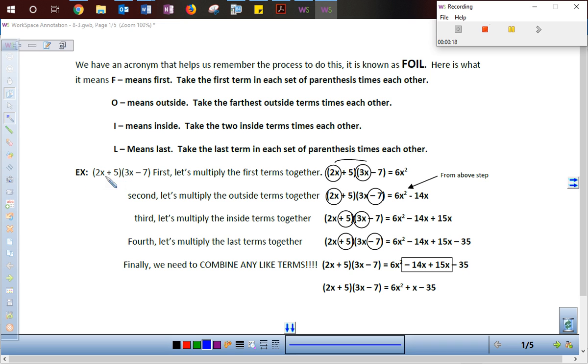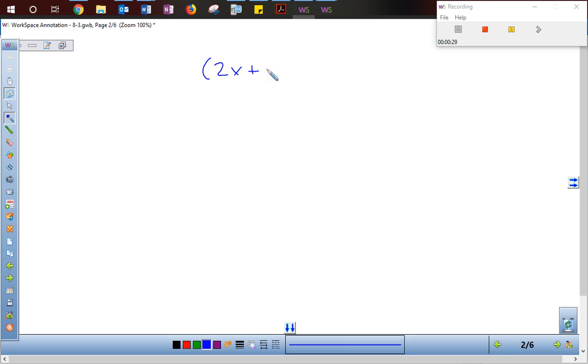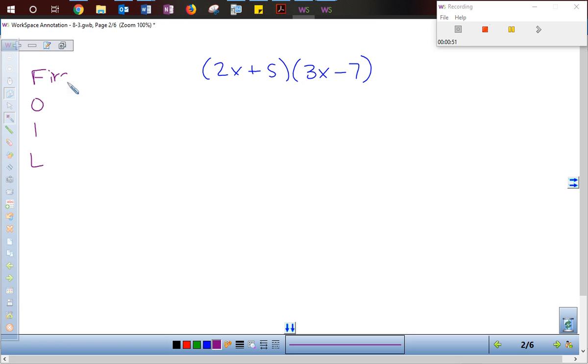Let's just look at their example. 2x plus 5 times 3x minus 7. Now if you'll notice, the binomial times the binomial, since there's two terms and two terms, gives me a total of 4 terms. Now these 4 terms can be classified in a couple of different ways, but the way that we're going to look at it starts with FOIL. F stands for first, O stands for outside, I stands for inside, and L stands for last.